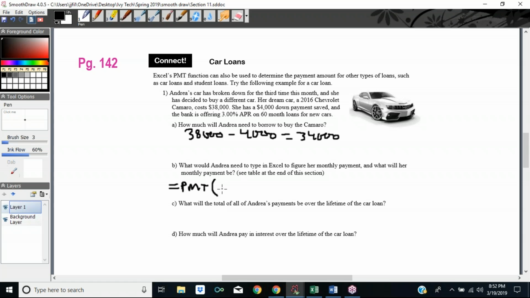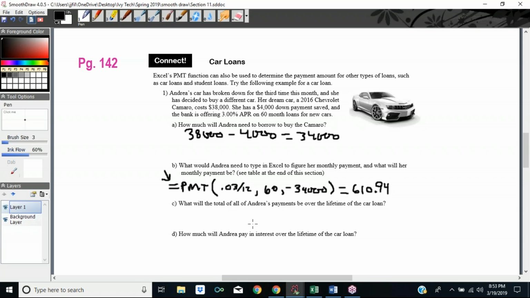So it's going to be the interest rate as a decimal, 0.03, divided by 12, comma, 60 payments, right? 60 months, don't forget that equals sign right there, comma, and then negative 34,000. And then if you look over on page 146, let's see if we can find this little table. It looks like it's the first one. So her payment is going to be $610.94. And if we put that into Excel, we would get that value.